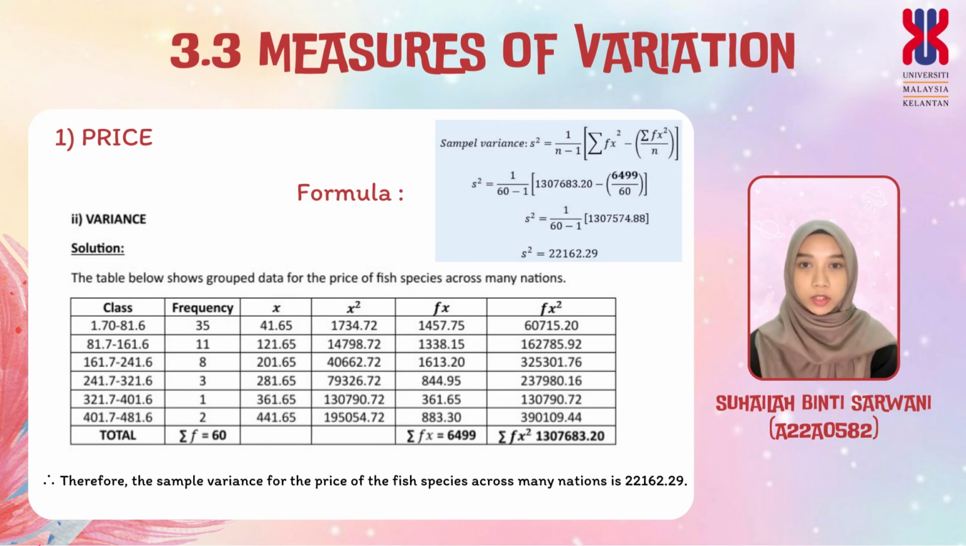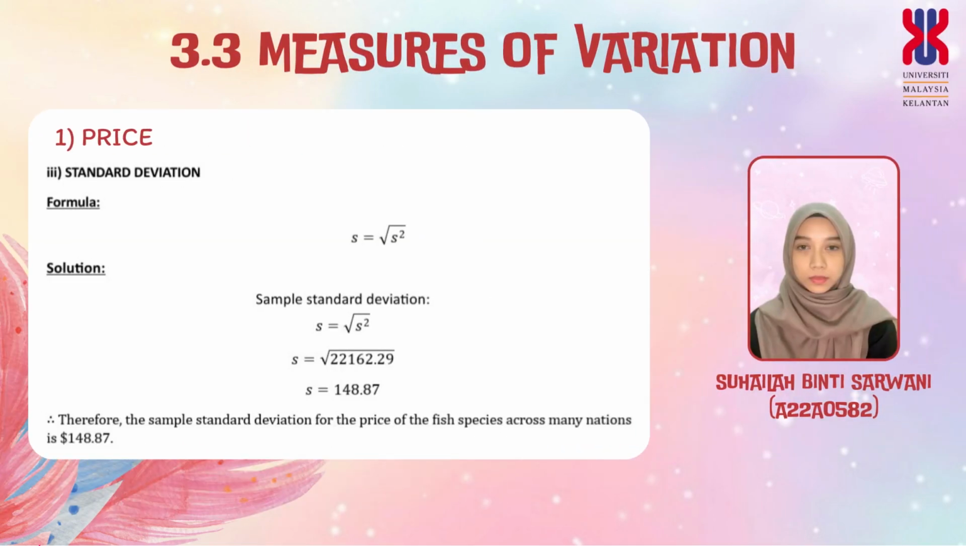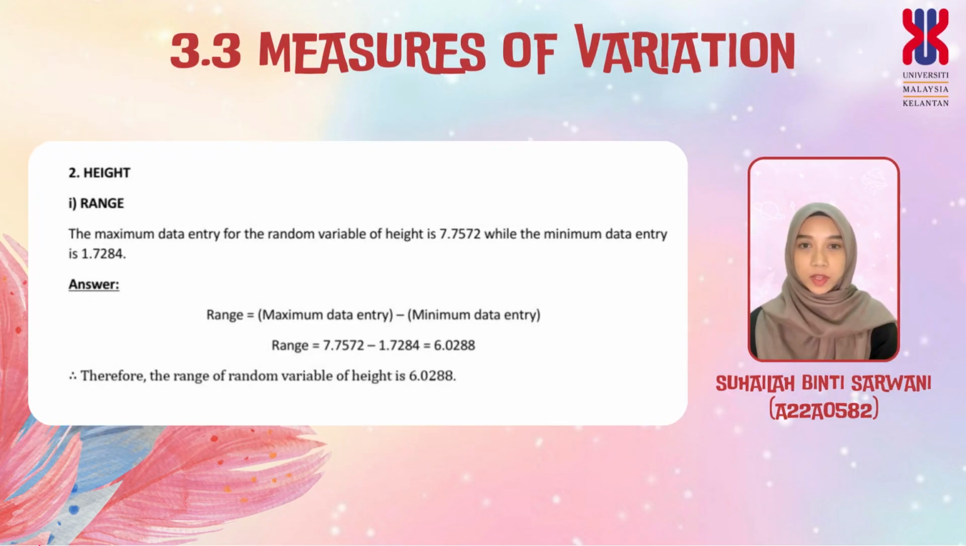Next, for the variance, we can see the table shows grouped data for the price of fish. To find the variance, we use the sample variance formula. After the calculation, the sample variance for the price of the fish species across many nations is 22162.29. Then we go to standard deviation. For the formula, we can see it in the slide. After the solution we have done, the sample standard deviation for the price of the fish species across many nations is 148.87.